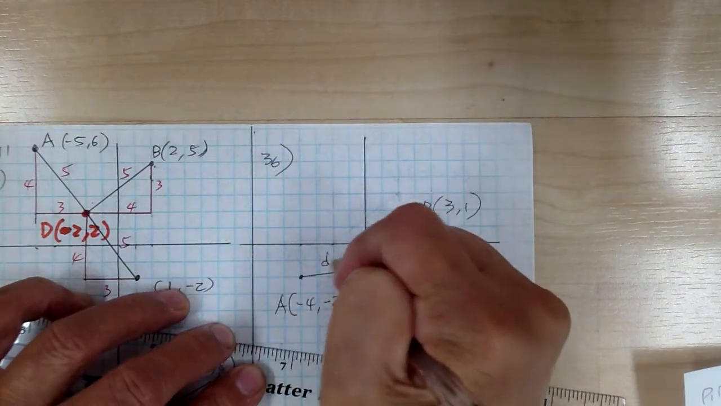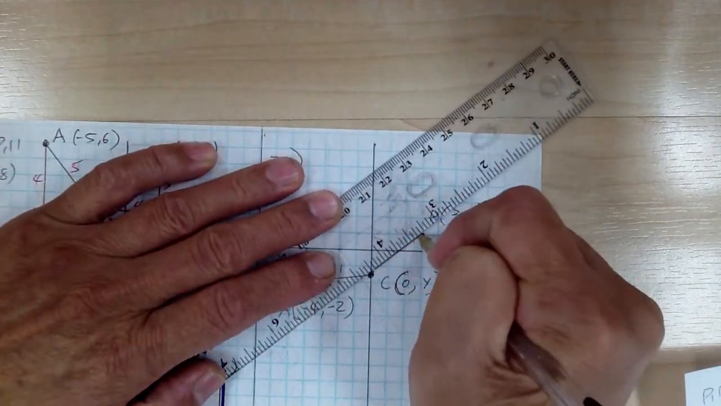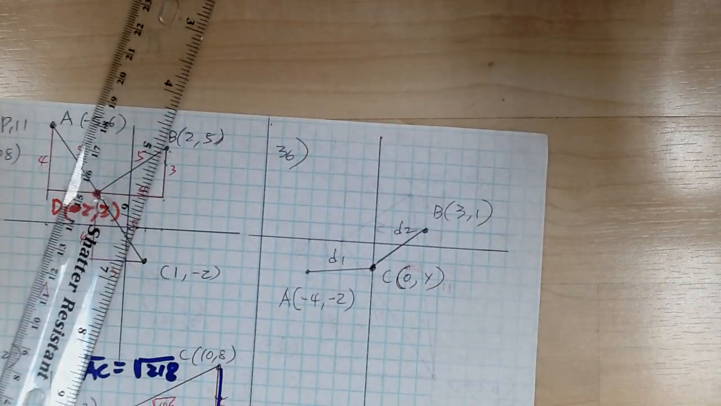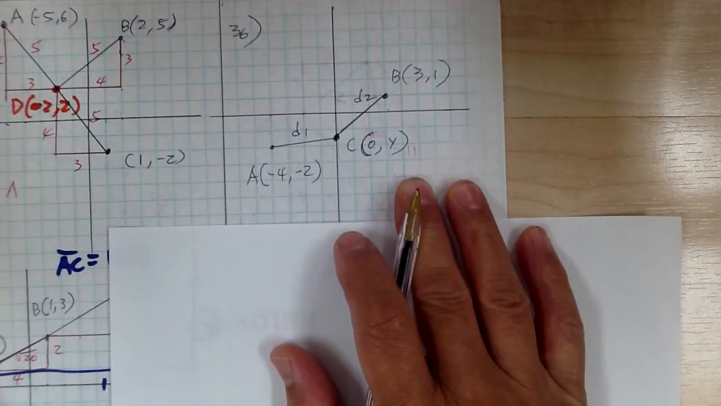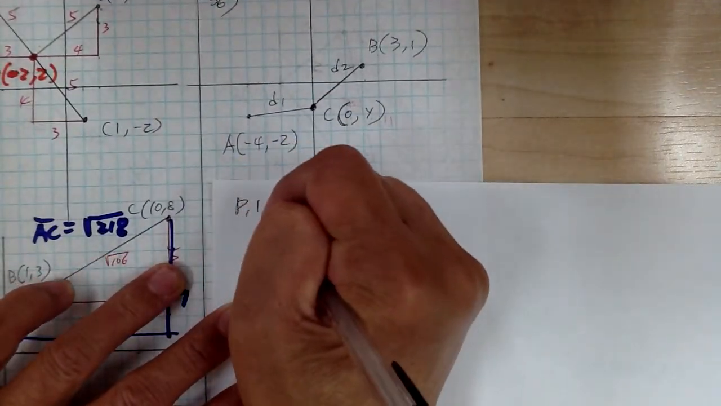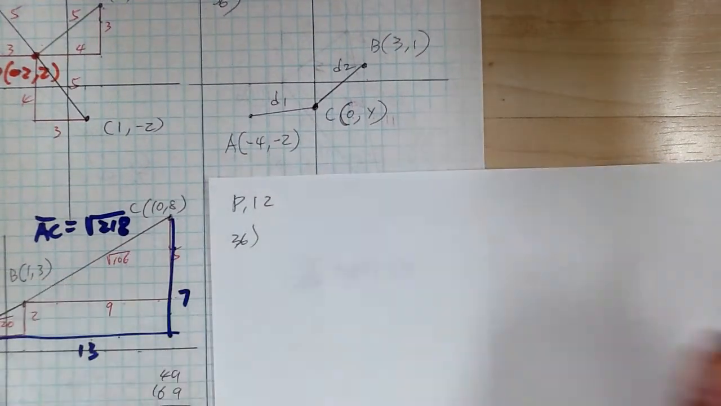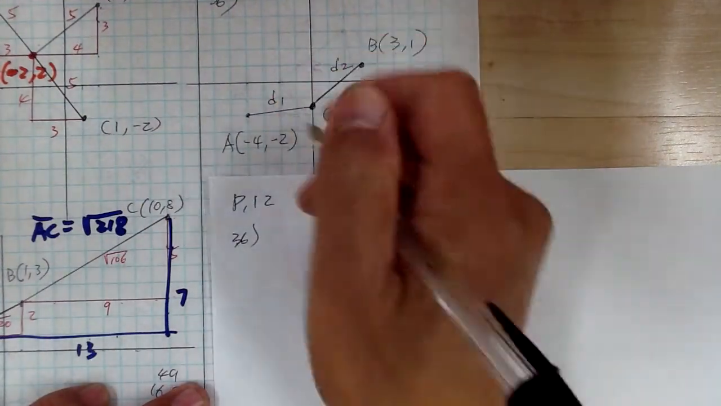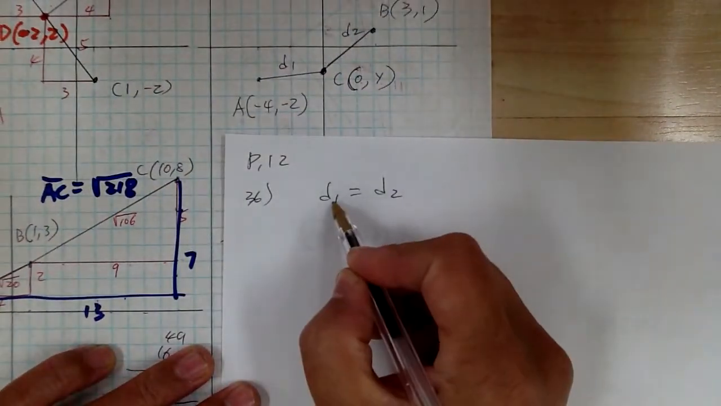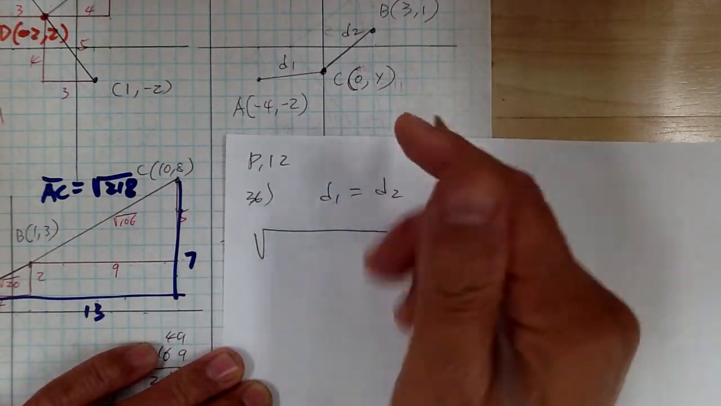So I'm going to call this D1 and call this D2. Now you have to fulfill the condition. It says equal distance. So since they're equal distance, you apply the definition: D1 equals D2. And since this is distance, you use the distance formula.